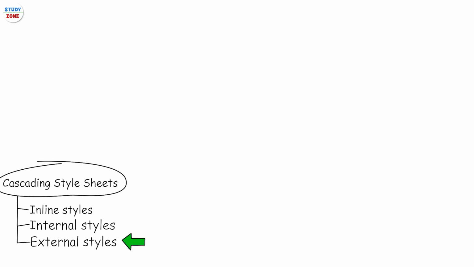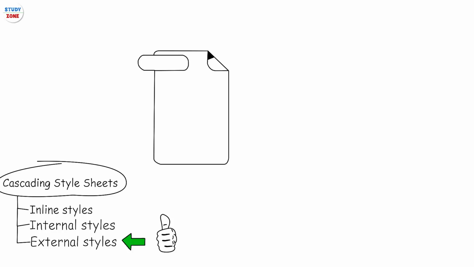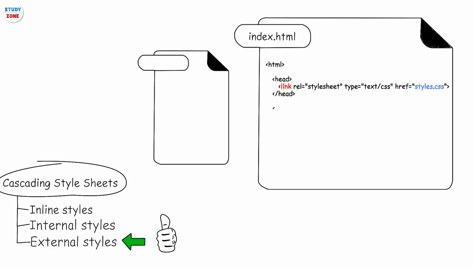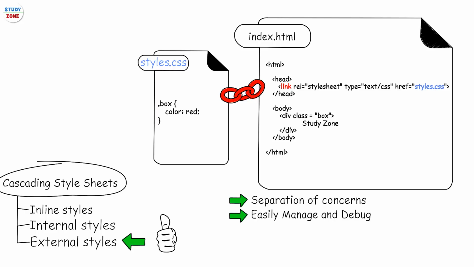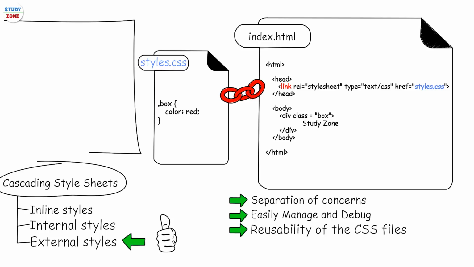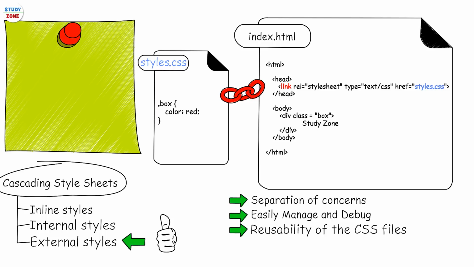Let's now talk about the external styles. This is the best way to manage your CSS. Let us move the styles to an external file, say styles.css. Using link tag, you can inject this CSS file in your web page. This approach provides separation of concerns, and you can easily manage and debug your code. Also, this allows reusability of CSS files. You can use the same CSS file in different HTML files where required.